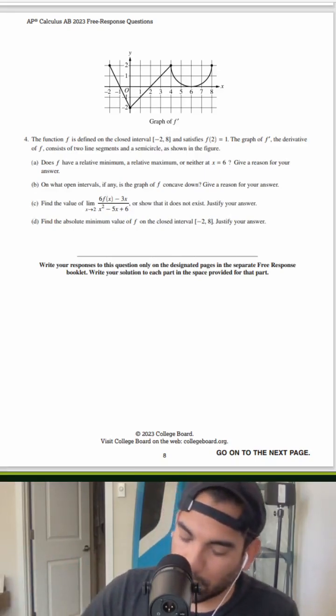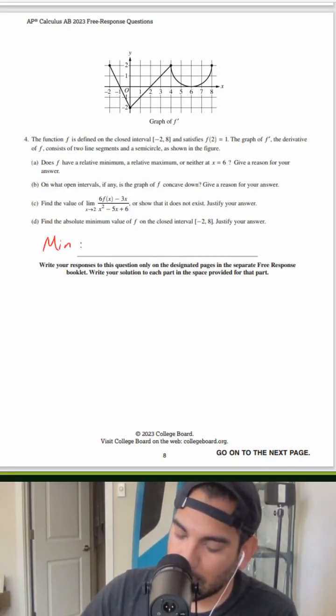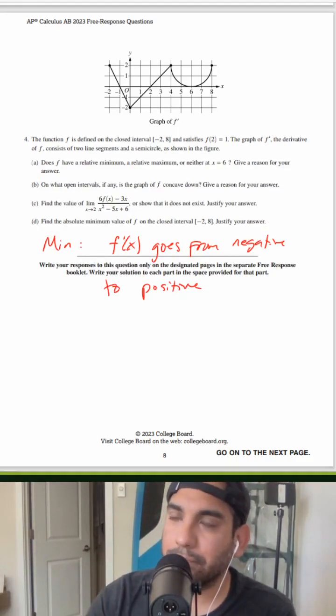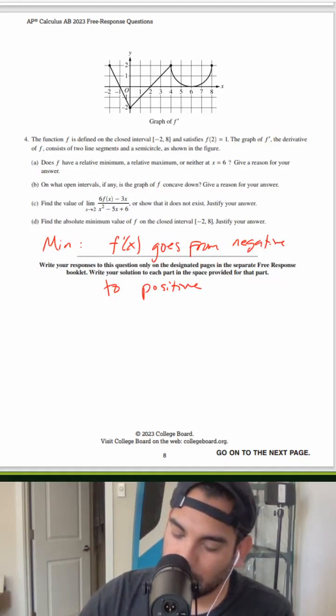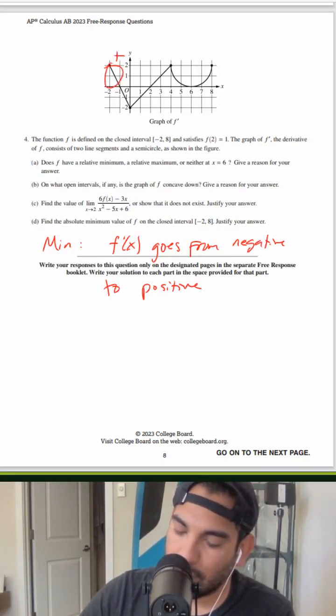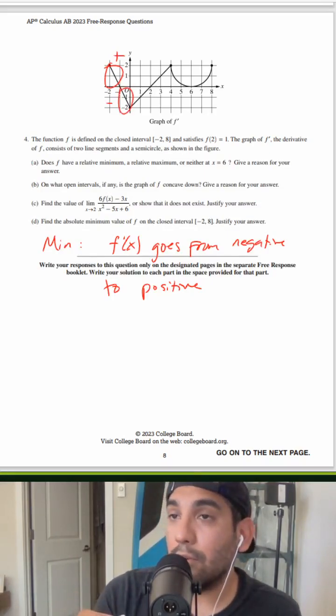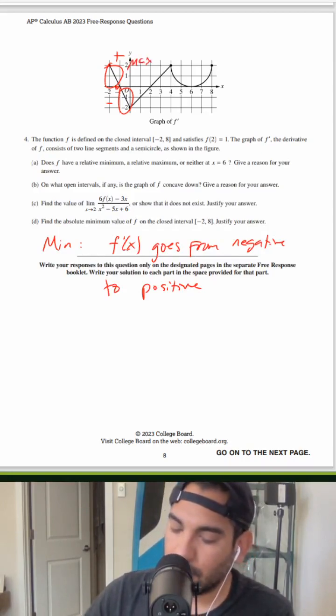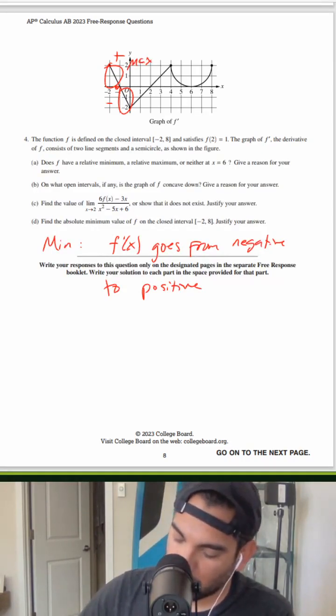So remember, minimums mean that f prime goes from negative to positive. Okay? So it has to alternate. If you're looking at the derivative here, it's above the x-axis, so this is positive, and then it goes negative. So technically, we do have a critical point, but -1 is a maximum. So we don't want that one. So then we're going to go to 2.